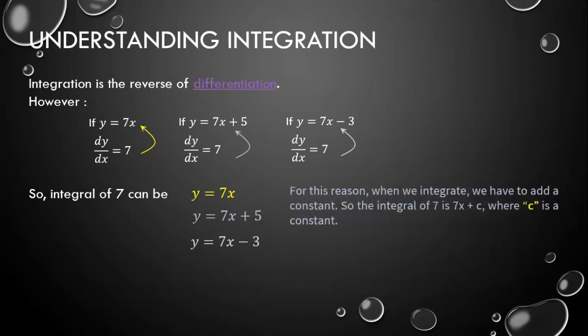For these reasons, when we integrate, we have to add a constant. So the integral of 7 is 7x plus c, where c is a constant, right? Integration is the reverse of differentiation. I'll show you the way to prove that integration is the reverse of differentiation.